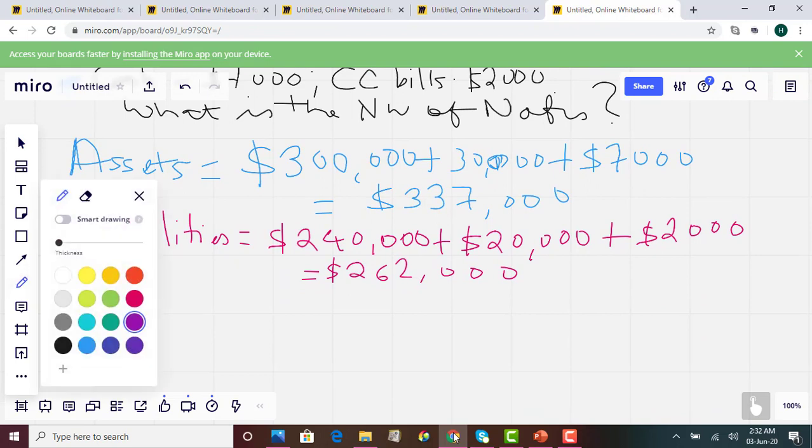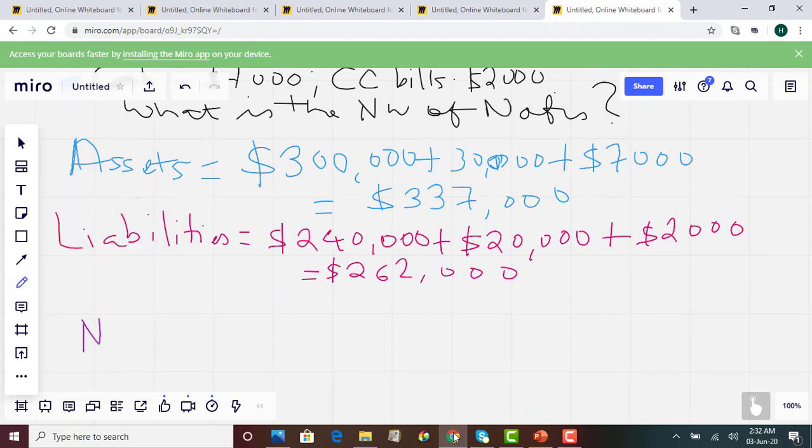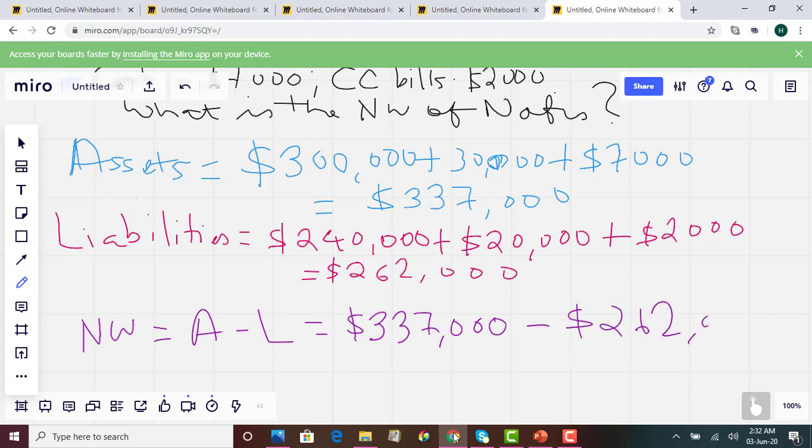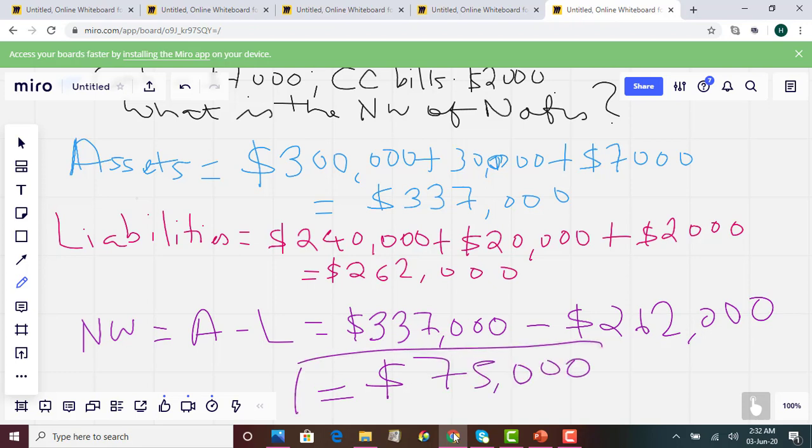Well, we know the formula. His net worth is given by assets minus liabilities, which is 337,000 minus 262,000, which is equal to 75,000. That is his net worth. So this is how you calculate net worth.